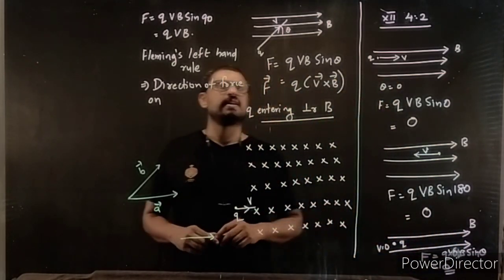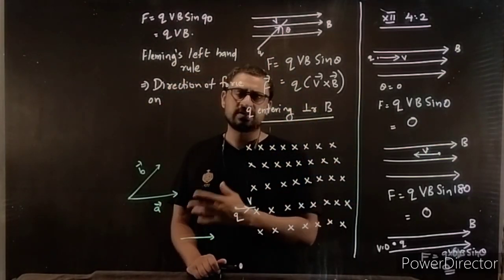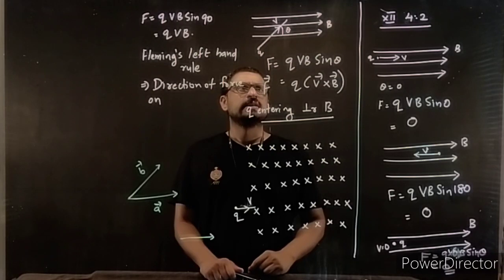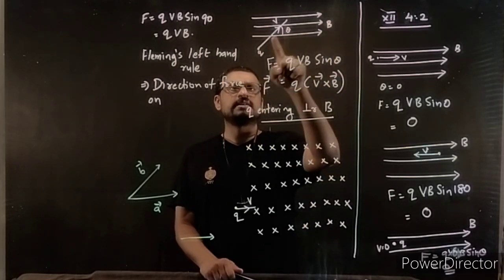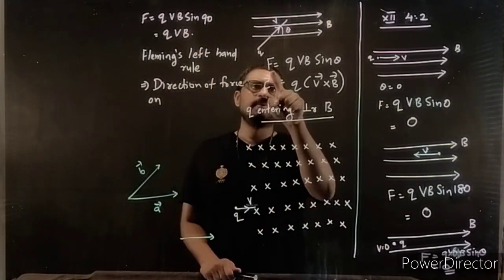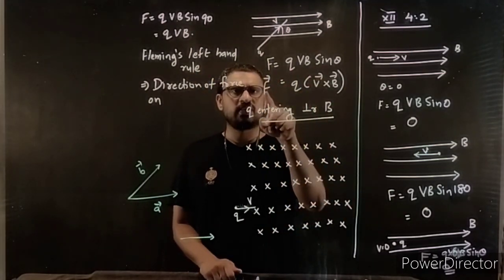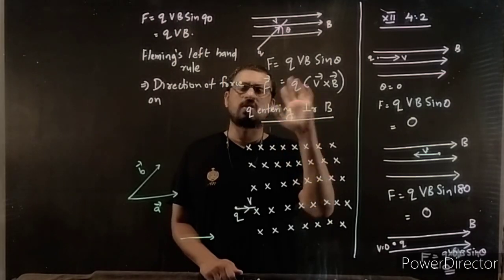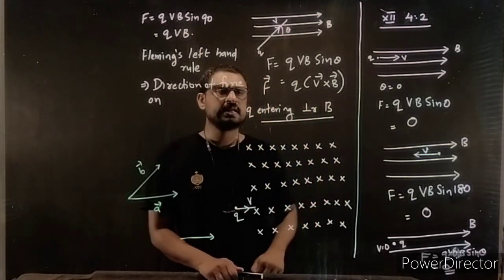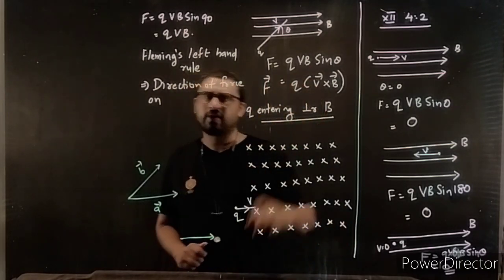Next is the case with charge entering at any angle, that we already studied in the previous class. The magnetic field and velocity vector is making an angle theta. So the force will be QVB sine theta, where the direction of the force will be equal to QV cross B, isn't it? So to find the direction of the force, you have to apply the right hand rule.